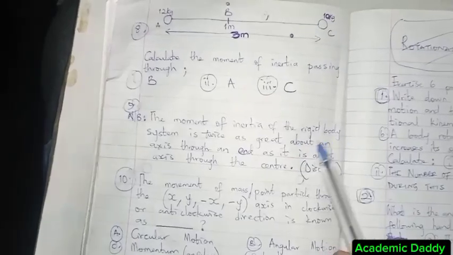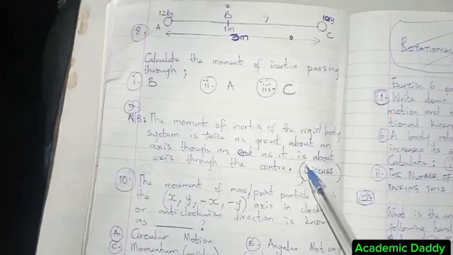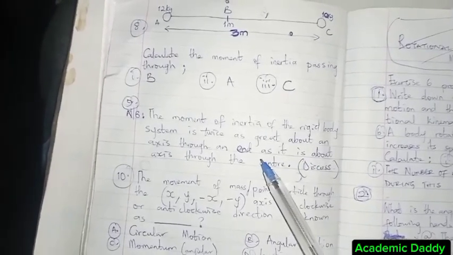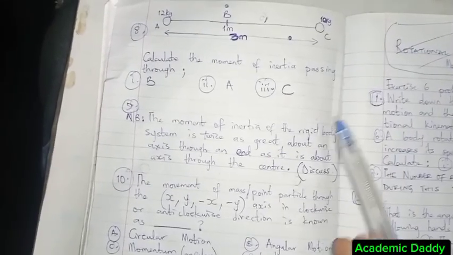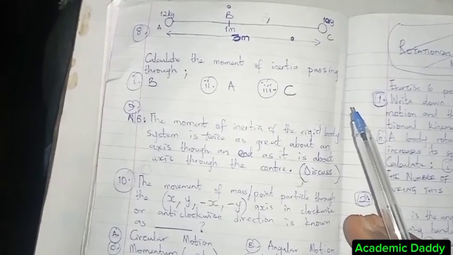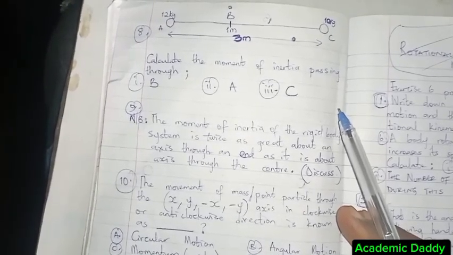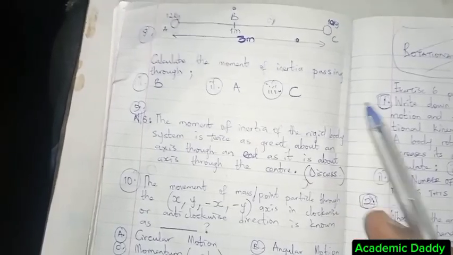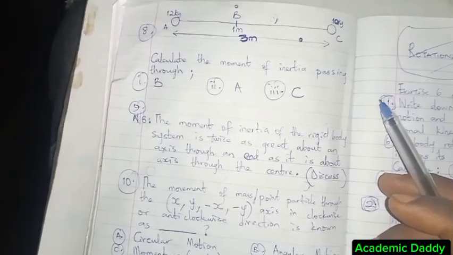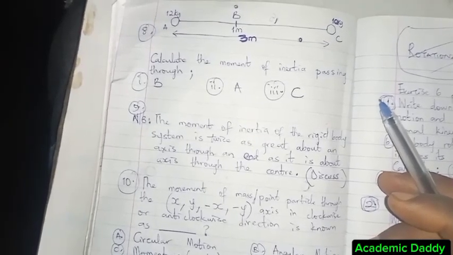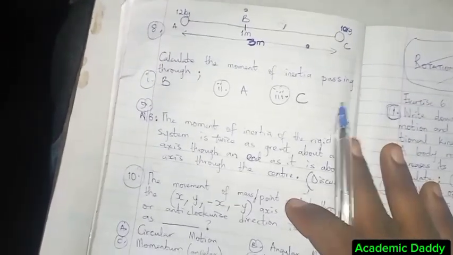Now they said the moment of inertia of a rigid body system is twice as great about an axis through an end as it is about an axis through the center. Yes. What it means is that when it's at the end, the mass distribution is everywhere. So it has more moment of inertia. It's even harder for it to rotate when it is at that end compared to when it's at the center. And even when it starts rotating, because it's at the end, it will have more movement or more spread. Okay, that's my own contribution to that.